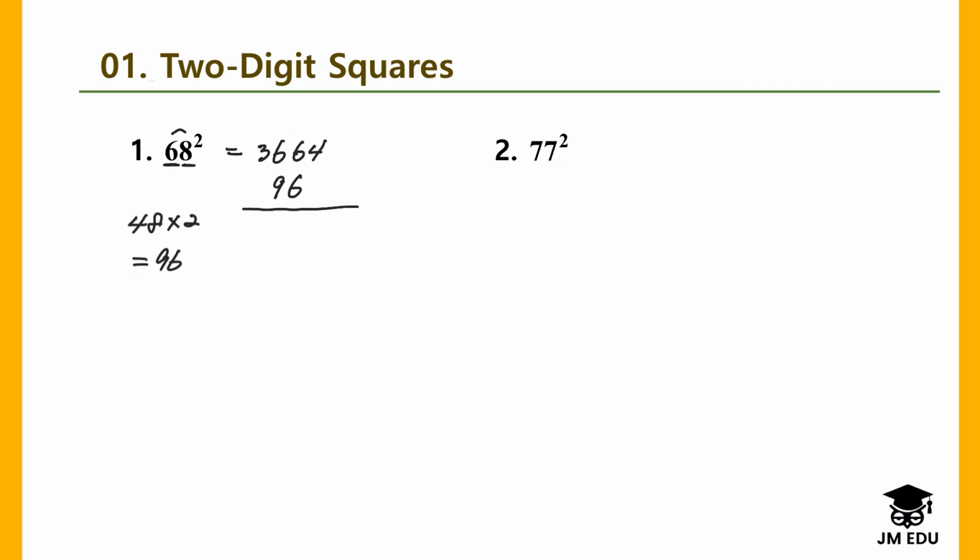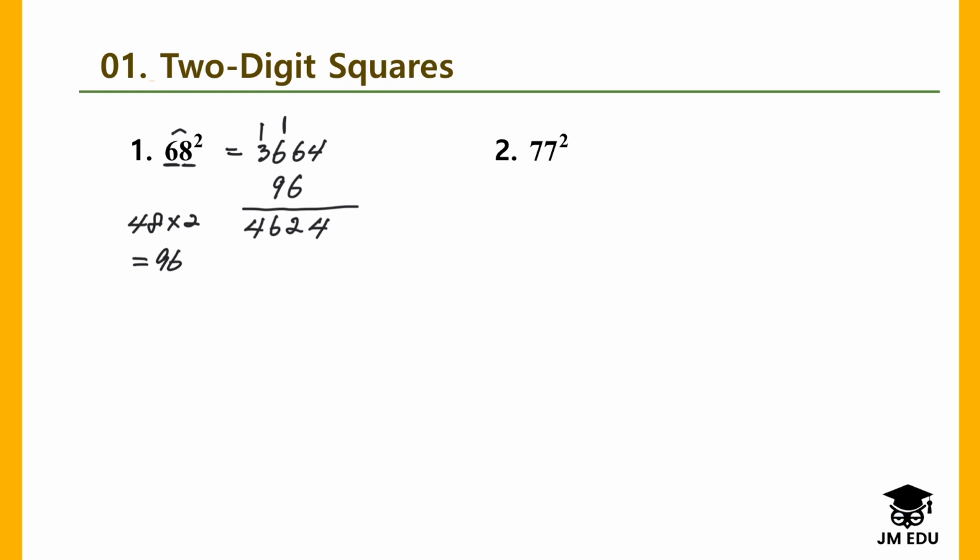So that is equal to, we're going to add numbers. 4, 6 plus 6, that's a 12. So 1 here. So 1 plus 6 plus 9, that's a 16. 16. 3 plus 1, that's 4. So the answer is 4,624.